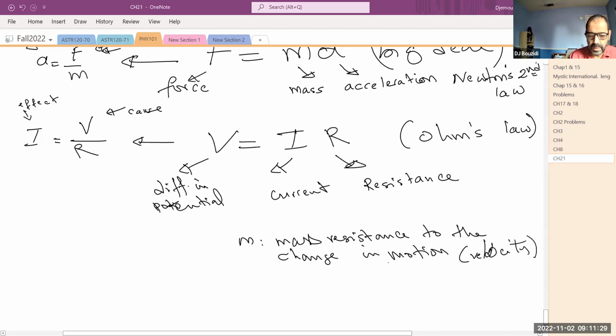Would the velocity change at all? M will determine how much that change will happen. Of course, the change will happen if you have a force. The same thing. R, in this case, the resistance is actually a resistance by itself. So it's a resistance to the current. And the current is the change in charge.